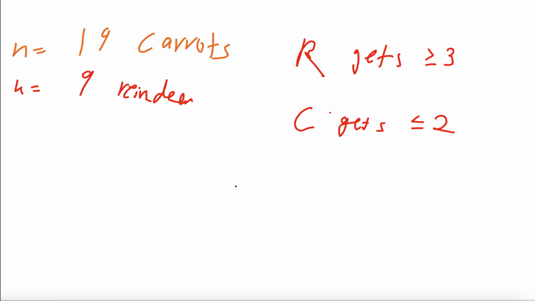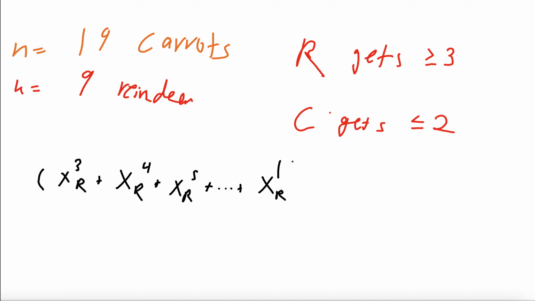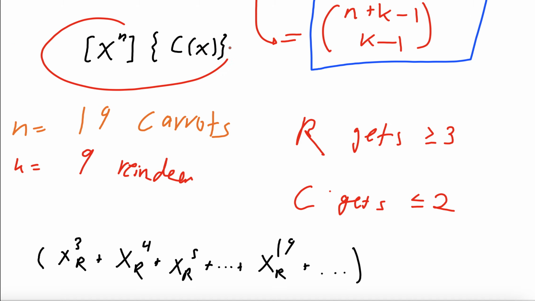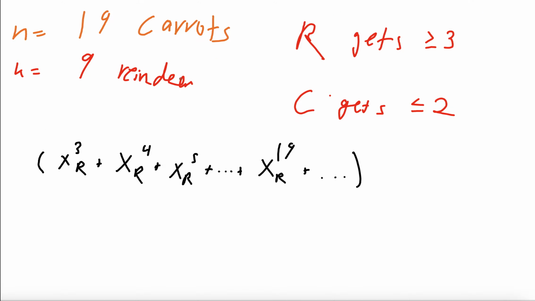So for example, Rudolph gets at least 3 always, which means that he cannot get 0, 1, or 2 carrots. So that means that there's no x to the 0 term, x to the 1 term, or x to the 2 term. So instead, you start with the case generating function x_R to the 3rd power plus x_R to the 4th power plus x_R to the 5th power, so on and so forth, until really x_R to the 19th power, because he could get all of the carrots. But we don't care about the higher order terms because we're paying attention to the coefficients of the generating function at a particular point. All right, so that's Rudolph's case function.